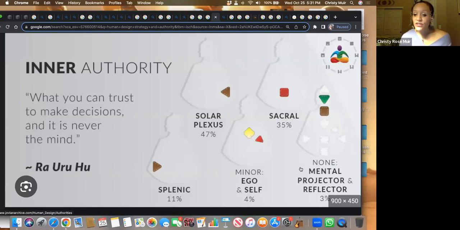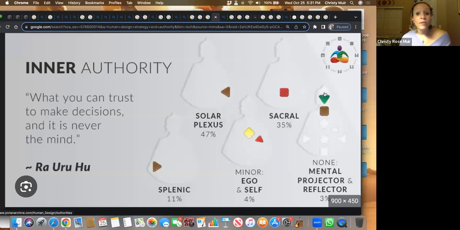And then the mental projector has no definition below the throat. And the mental projector needs to use other people as a sounding board. It's almost similar to the G center authority, but it's different because it is coming from the inner thought processes and awarenesses of the mental projector, that they will speak to somebody else as a sounding board and sort of hear themselves speak and get some reflections about things based on what they do know about themselves.